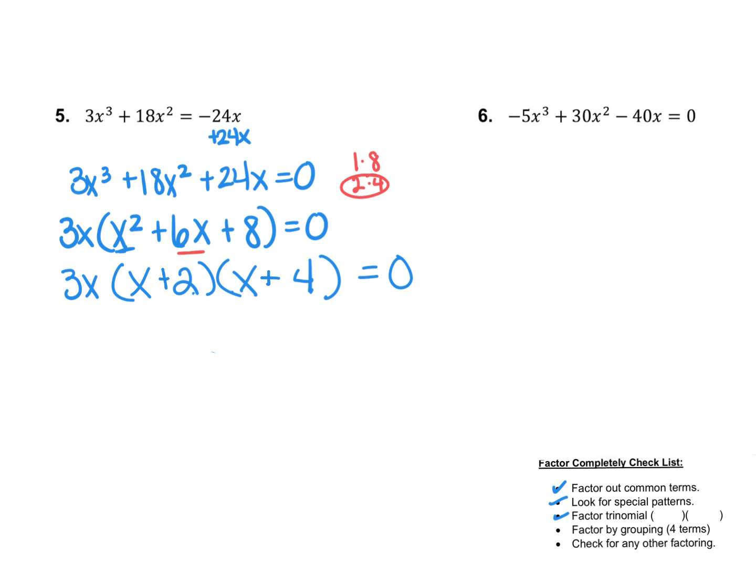Okay, so now I've got my 3x is equal to 0, so x is equal to 0. I have my x plus 2 is equal to 0, so x is equal to negative 2. And then I have my x plus 4 is equal to 0, so my x is equal to negative 4.